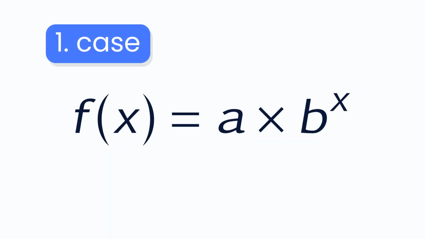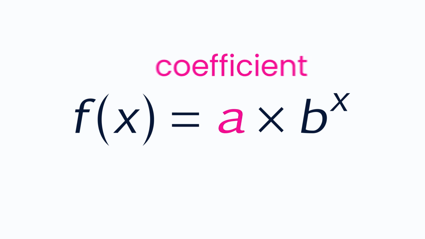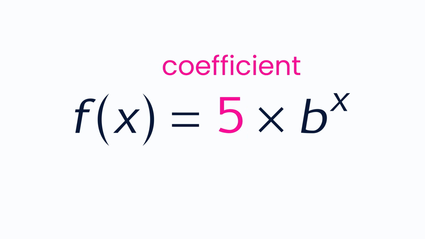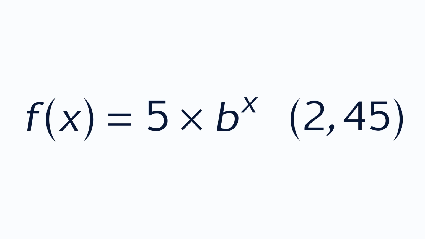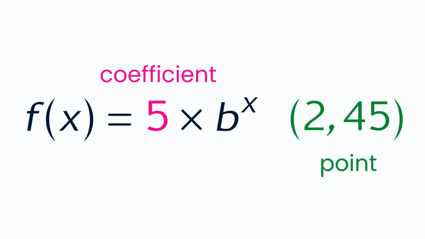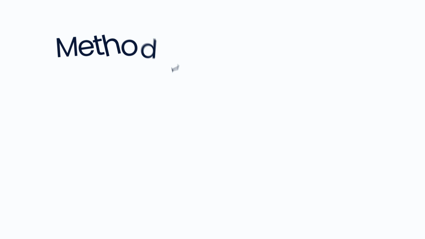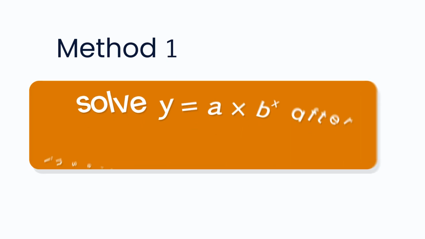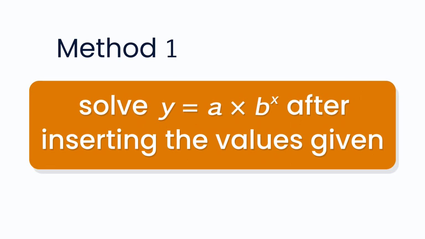You have an exponential function f of x. You know that the coefficient a is 5 and that the point 2, 45 is on the graph of the function. So, since you have the coefficient a and a point, you can use method 1, which means you need to solve the equation y equals a times b to the power of x after inserting the information you have.